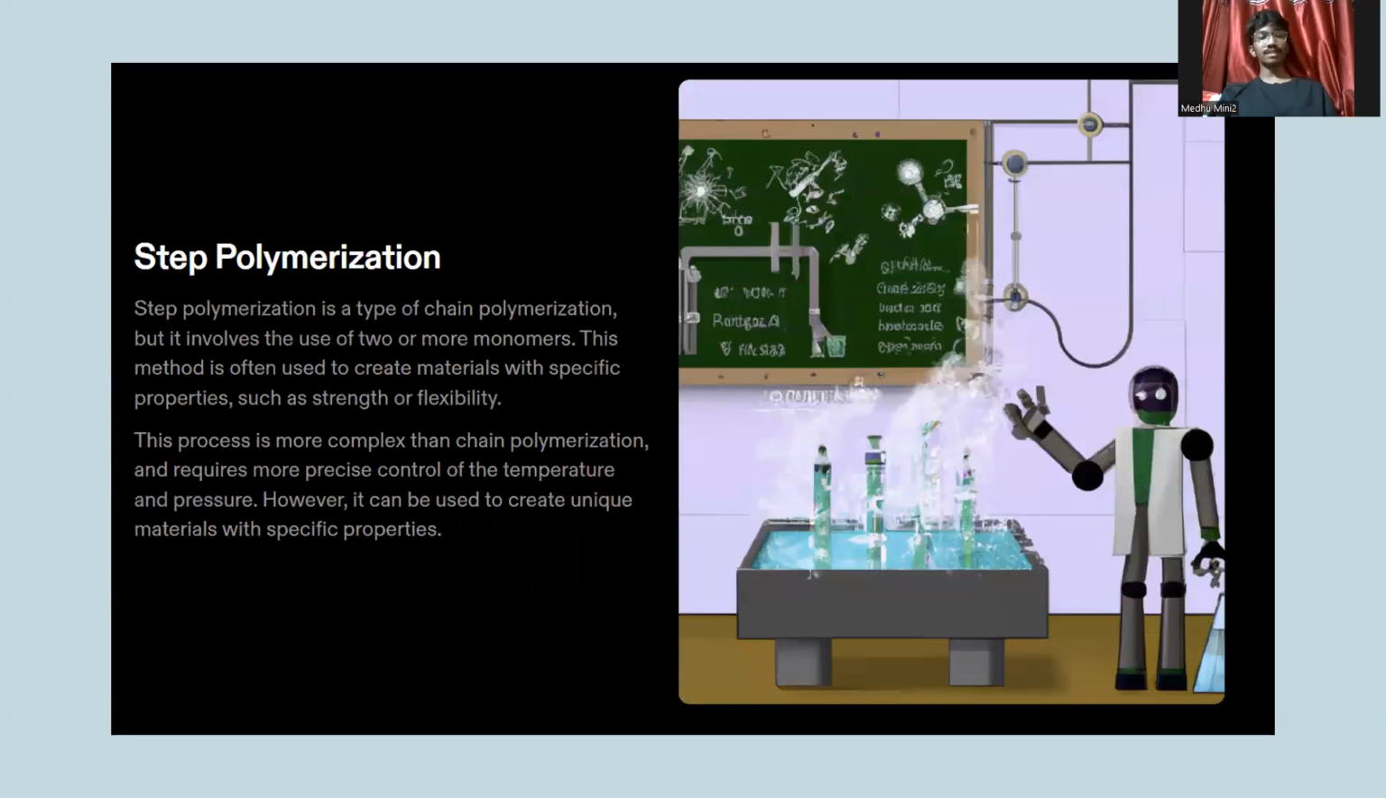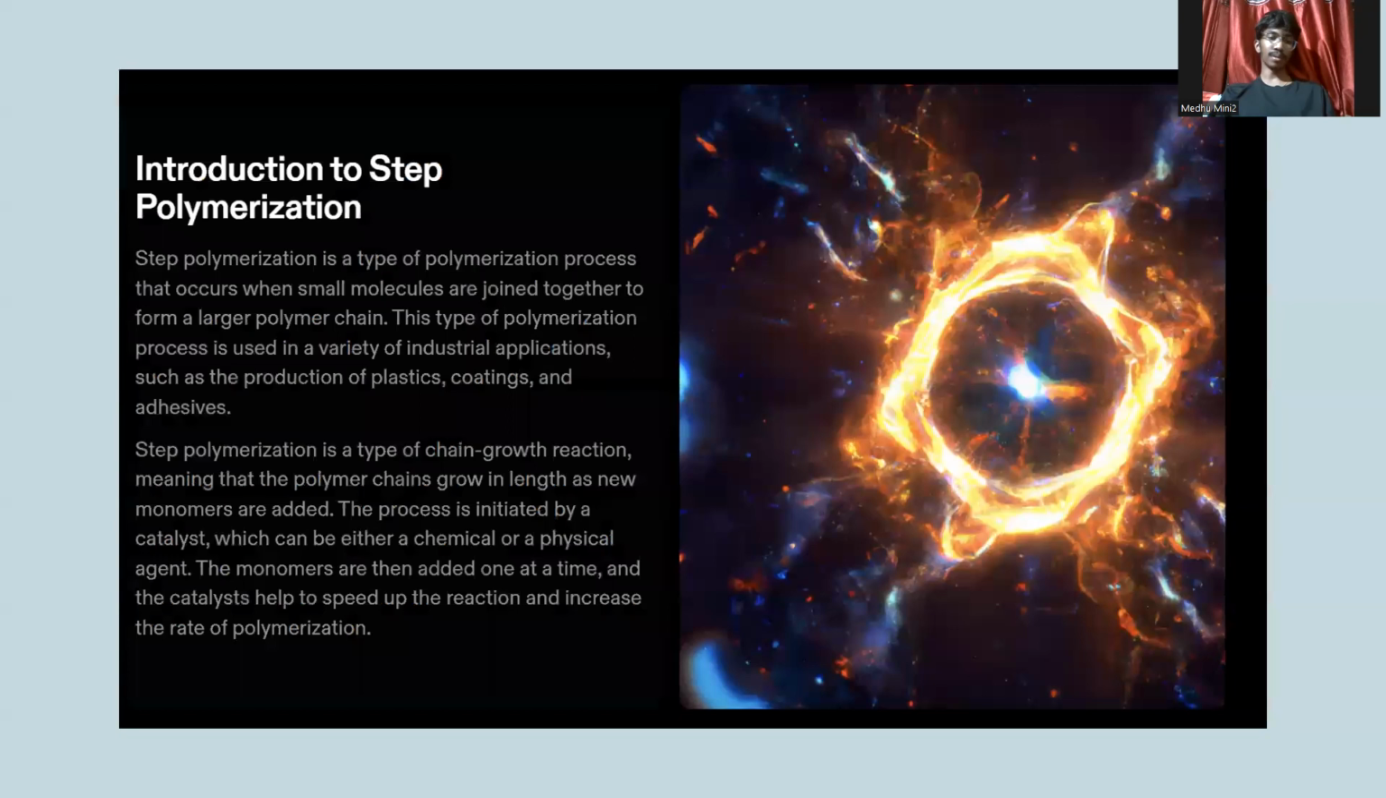Step polymerization. Step polymerization is a type of chain polymerization, but it involves the use of two or more monomers. This method is often used to create materials with specific properties such as strength or flexibility. This process is more complex than chain polymerization and requires more precise control of the temperature and pressure. However, it can be used to create unique materials with specific properties.